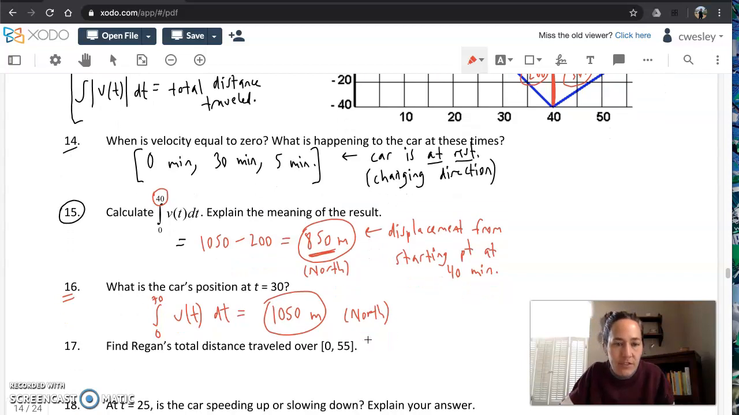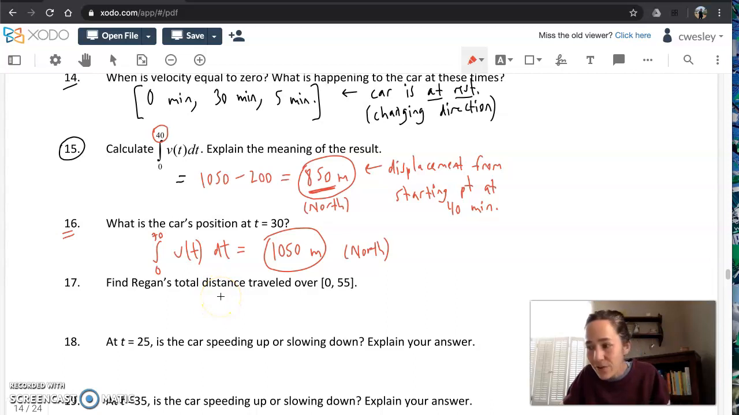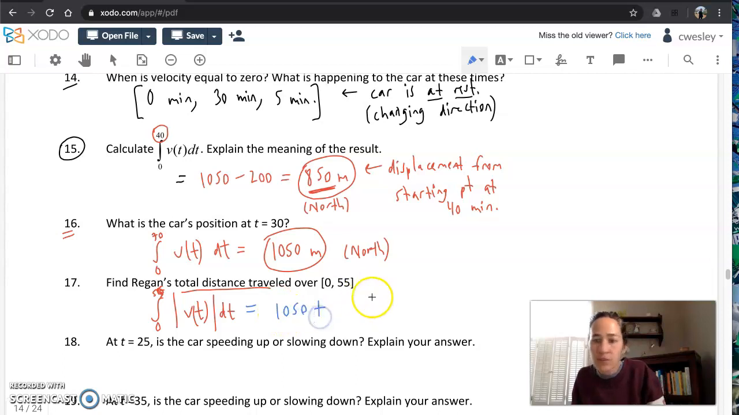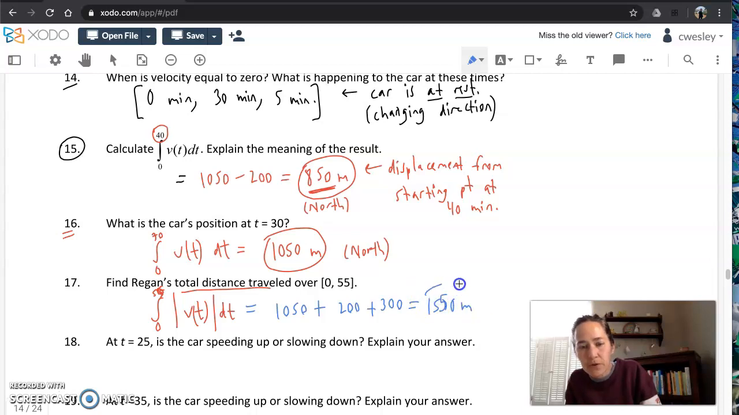Okay, 17, find Reagan's total distance traveled over the entire time period. You can look back up to your graph. The way you'd write this out notation-wise is the integral from 0 to 55, not of v of t, we'll say of the absolute value of v of t, dt. We'll use those absolute values this time because this one says total distance traveled. Any negative or positive distances, we're going to count their absolute values. So this will be the 1050 plus the two negatives, but we'll count them as positive, so the 200 meters and the 300 meters as well. So she's traveled total in the entire time period, 1,550 meters.